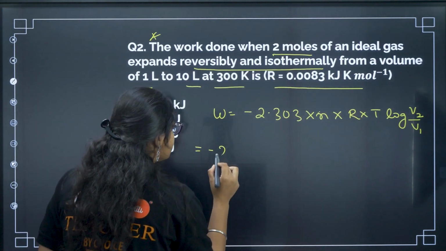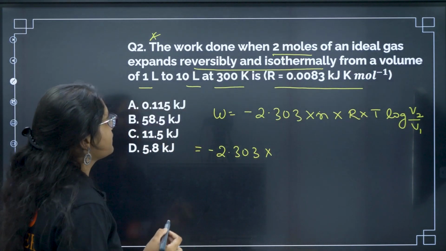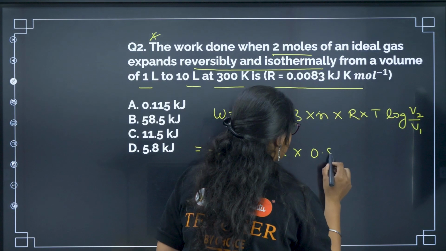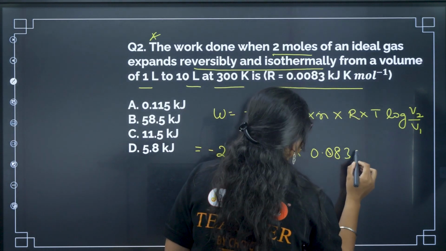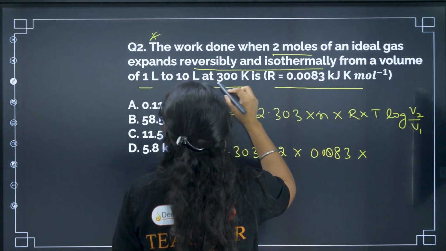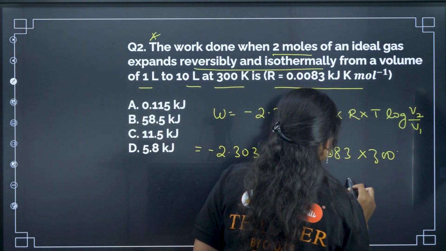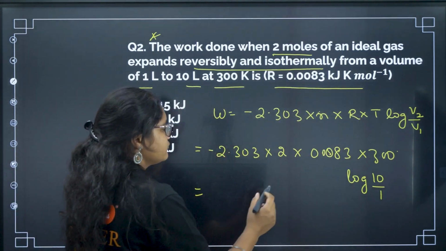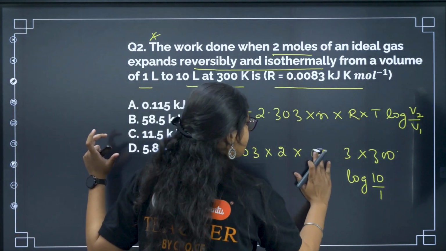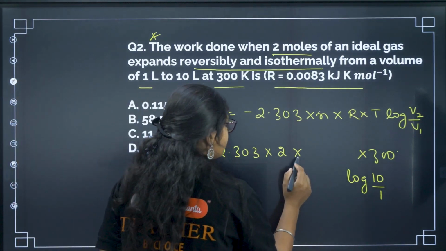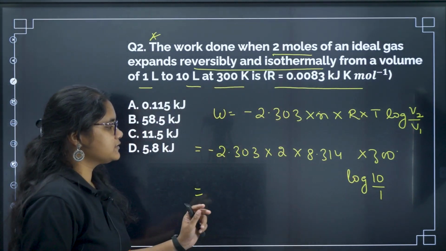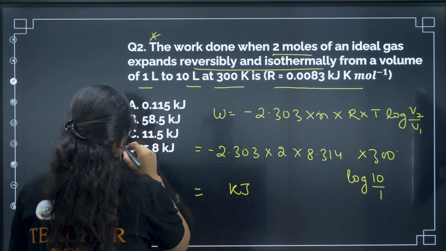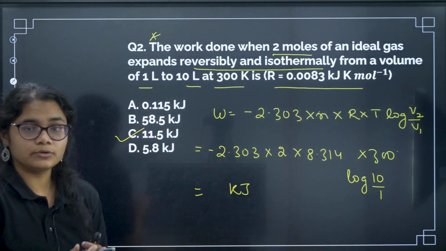If I substitute the values, minus 2.303 into n, the number of moles, that is 2, R is 0.083, and then we have temperature given to you as 300 Kelvin, log of 10 by 1. Now, we need not take R in this unit, you can take it as 8.314 because the options are in kilojoule. So the answer we get will be in joules, divided by 1000 we get it in kilojoule. The correct answer for this question will be option number C, that is 11.5 kilojoule per mole.